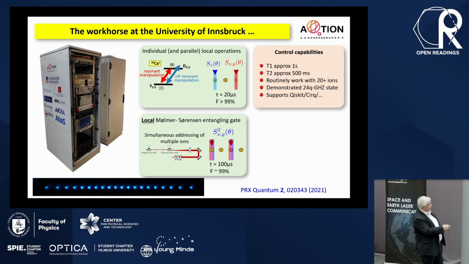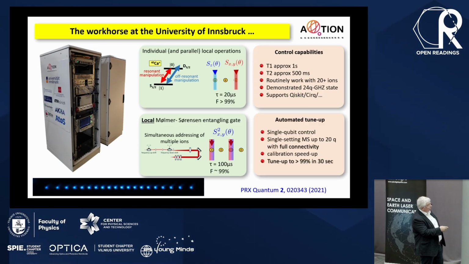Specifications are as follows. The T1 time is approximately 1 second, T2 time half a second. We routinely work with between 20 and 50 ions, and the newest experiments work with about 100 ions. We demonstrated a 24 qubit GHZ state, up to 30. That's what we can do these days. We support all kinds of languages, Qiskit, Cirq, or whatever you have. We have cross compilers. And the system can be automatically tuned up.